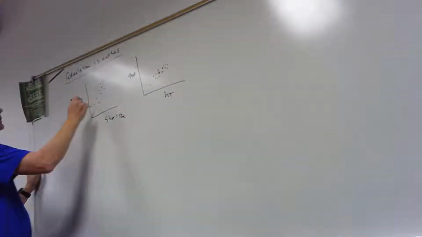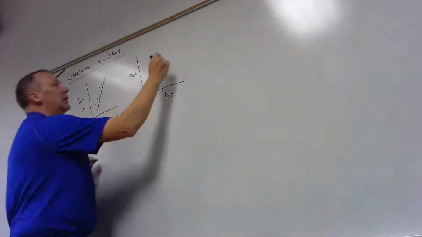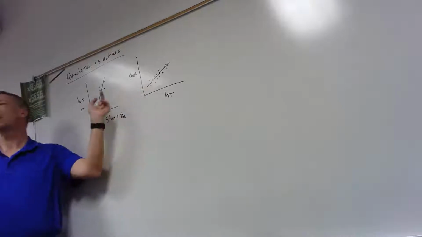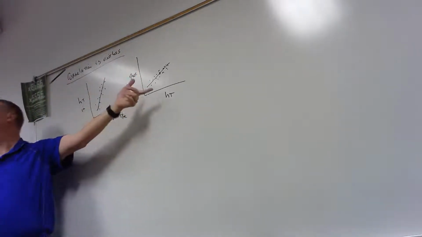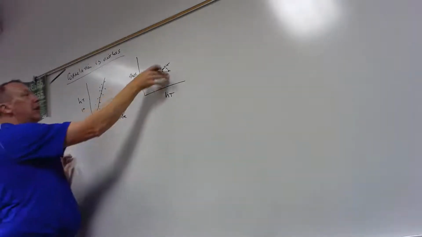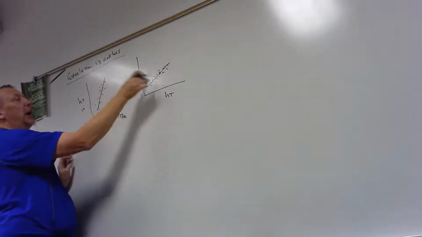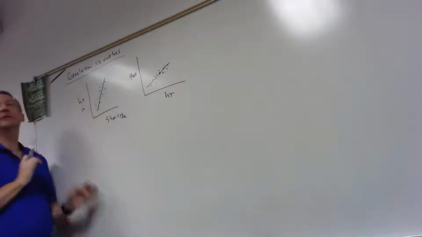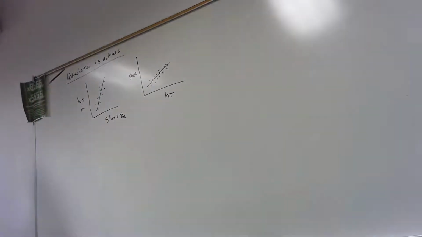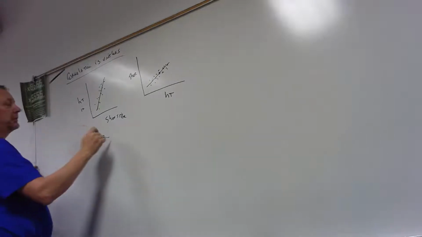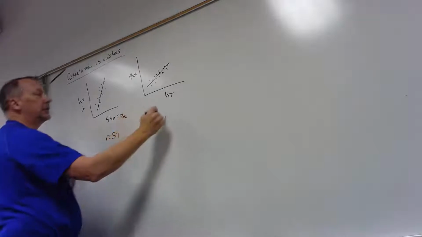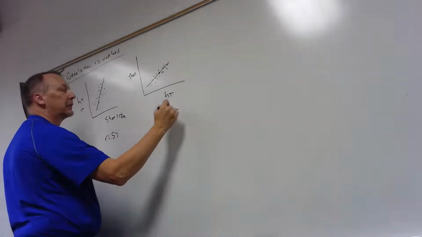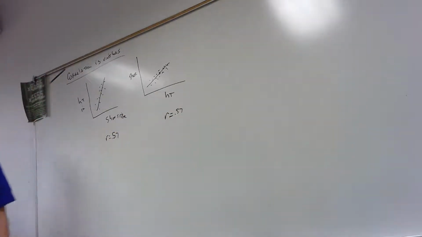So you can see you can draw a line here and you can draw a line here, and you can see that the slopes of the two lines are different. But correlation doesn't measure the slope; it measures how close the dots are together. I tried to draw this so that the dots were relatively the same distance apart from each other. So let's say my correlation was 0.57. It's still going to be 0.57 here.